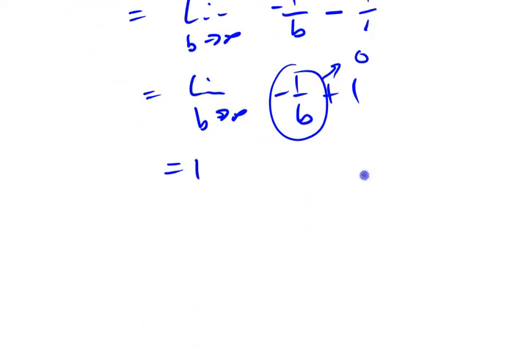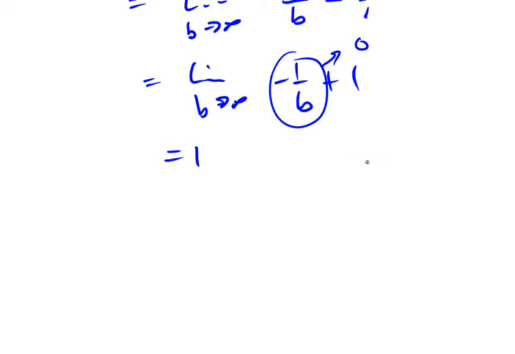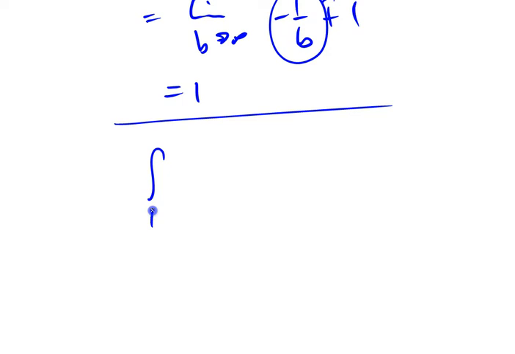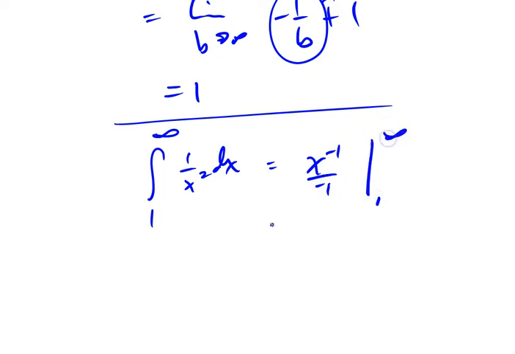I want to point out that when I do these, I don't always write down the limit as b goes to infinity. But the way I would notate this myself is I just say this is the integral from 1 to infinity, 1 over x squared dx. So this integrates to x to the negative 1 over negative 1, evaluated between 1 and infinity. So this is minus 1 over infinity minus 1 over 1.